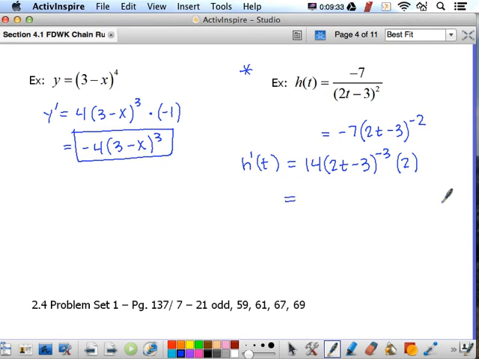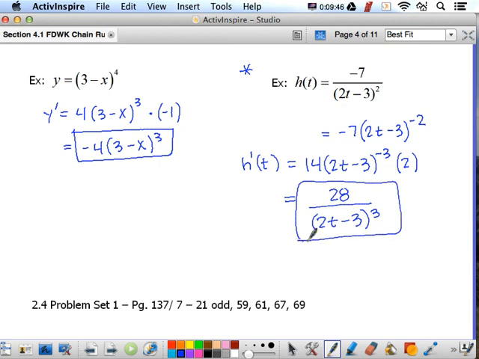You have 14 times 2 is 28, and the negative 3 power drops that parentheses back to the denominator. So that's pretty much the chain rule for binomials and greater.